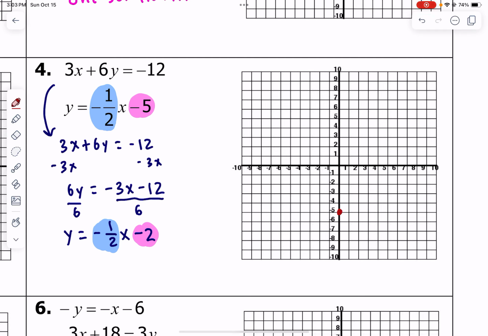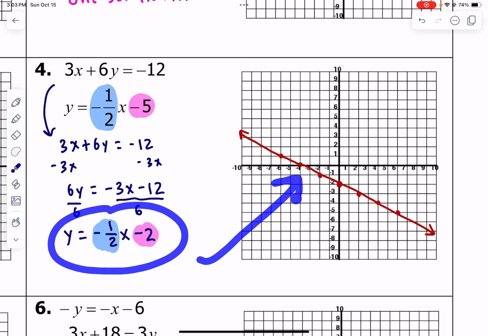So for that first one, we would start off with a y-intercept of -2. Go down 1, 2 to the right, down 1, 2 to the right, down 1, 2 to the right. You follow that same pattern. Okay, so that's how that first line would look, which is this one right here.